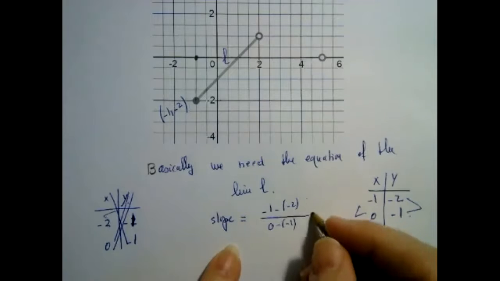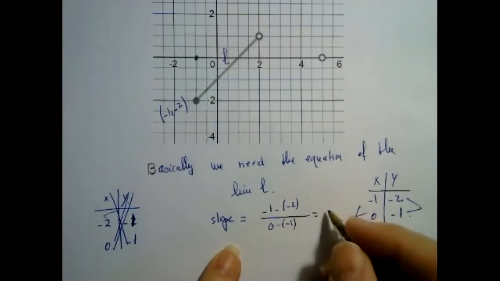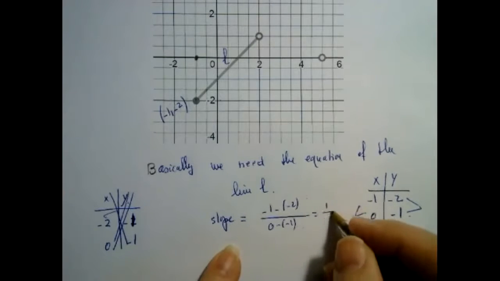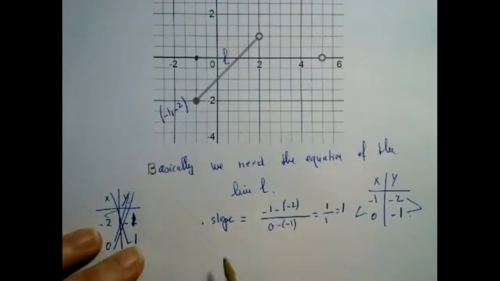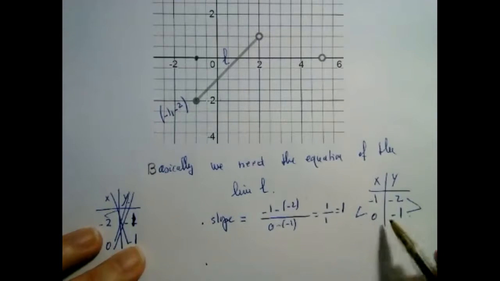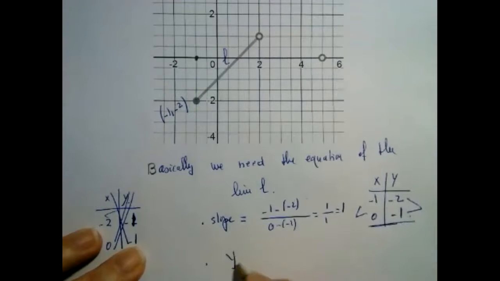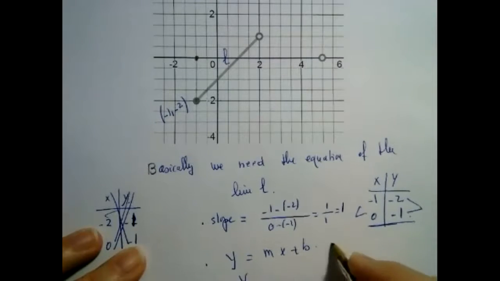Or if you spot it carefully, you can figure it out. So I will have -1 plus 2, which is 1 over 1. The slope is 1. So I'm just finding the equation of the line in the easiest way. Now the equation: I have the intercept, so I can use y equals mx plus b. And the slope is 1, so it's going to be x plus b.